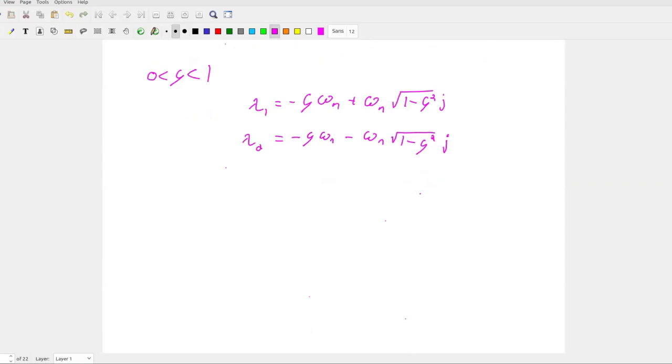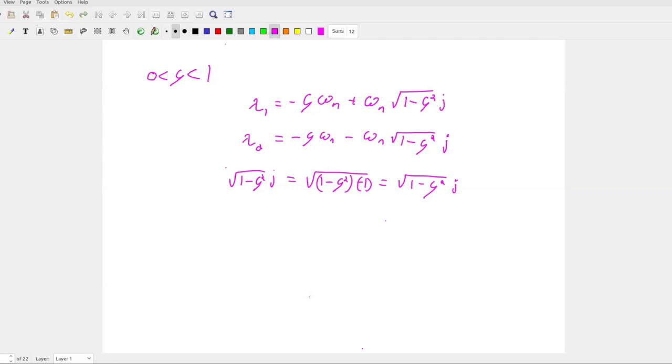We can pull the j out because the square root of 1 minus zeta squared j is equal to the square root of 1 minus zeta squared times negative 1, right? Which gets us the square root of 1 minus zeta squared with the j on the outside. But you can also just trust me. Whatever works for you.